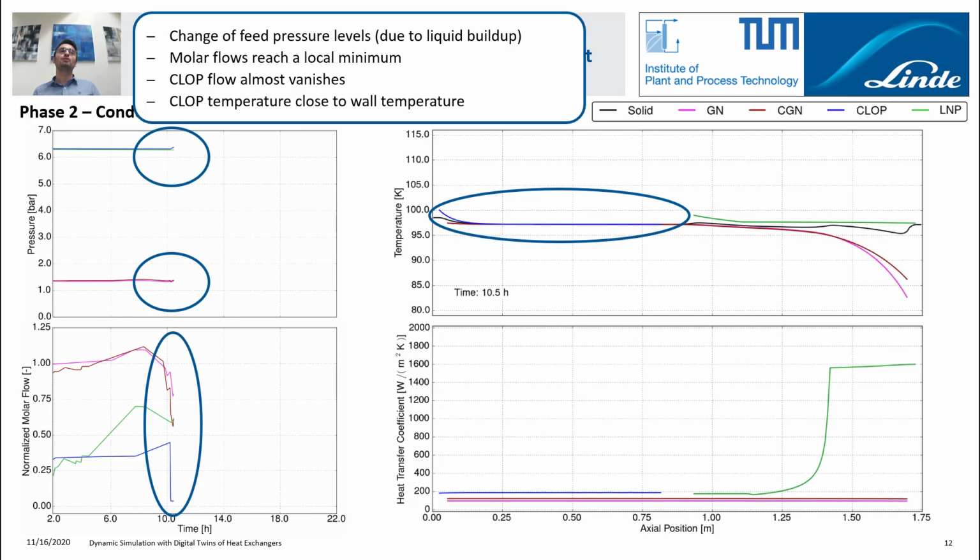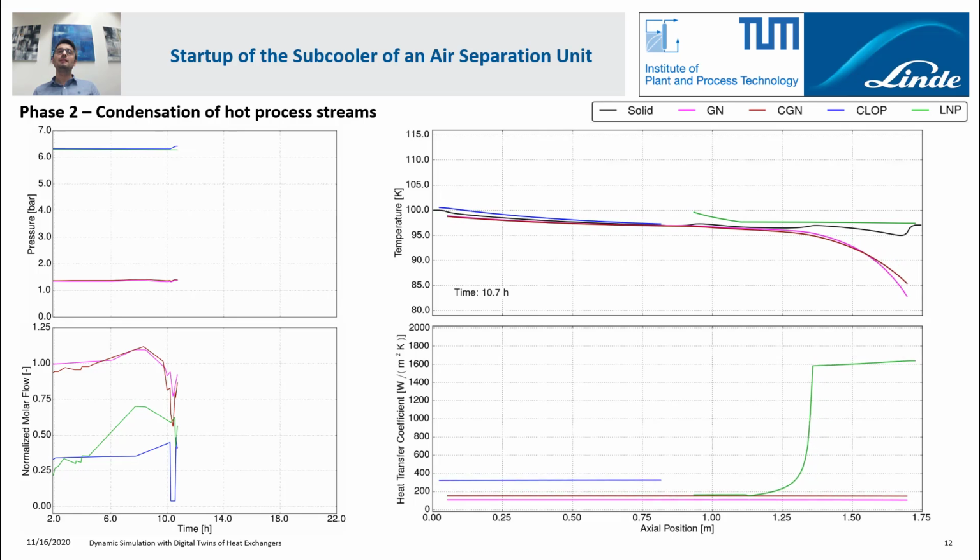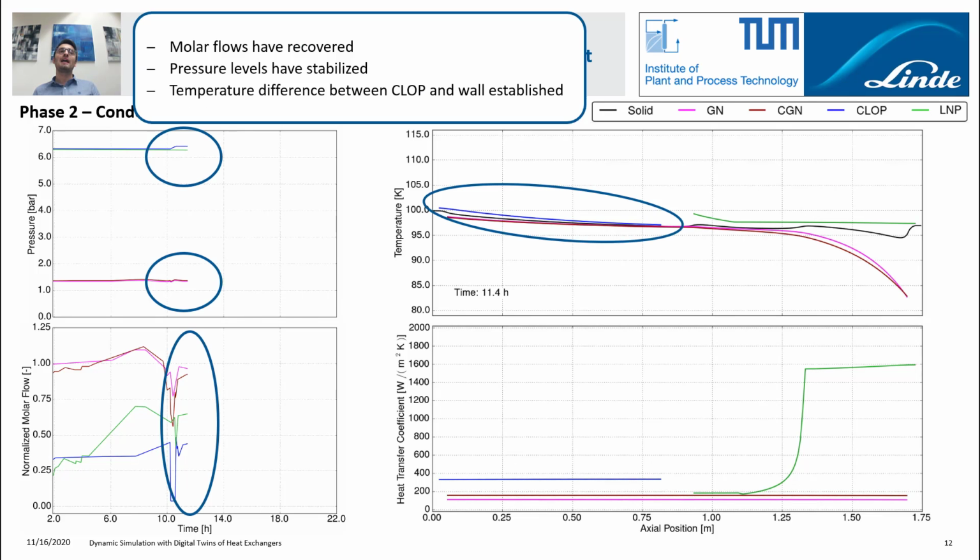The molar flows reach a local minimum after 10.5 hours of simulated time. The CLOP flow almost vanishes at this point. This means that the CLOP temperature is close to the wall temperature. If we continue simulation, after 11.4 hours of simulated time, the molar flows have recovered again. The pressure levels have stabilized and the temperature difference between CLOP and the wall has been re-established.